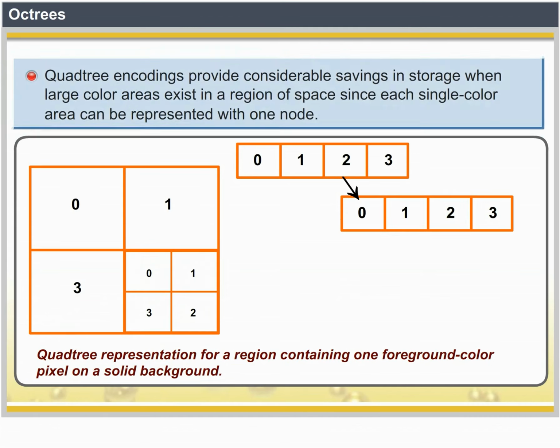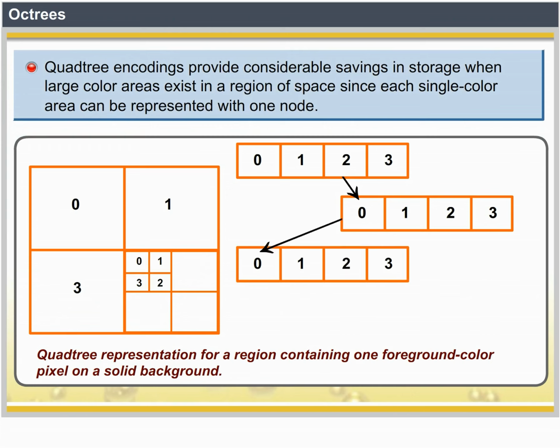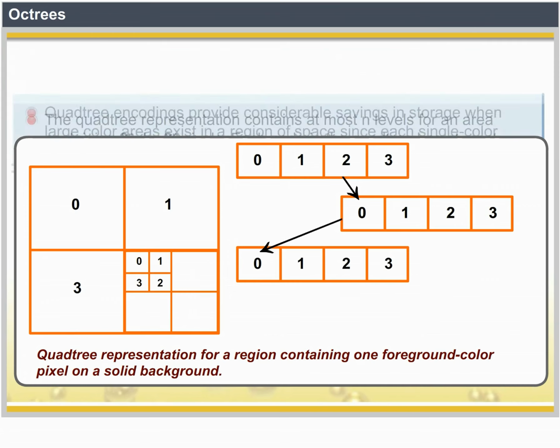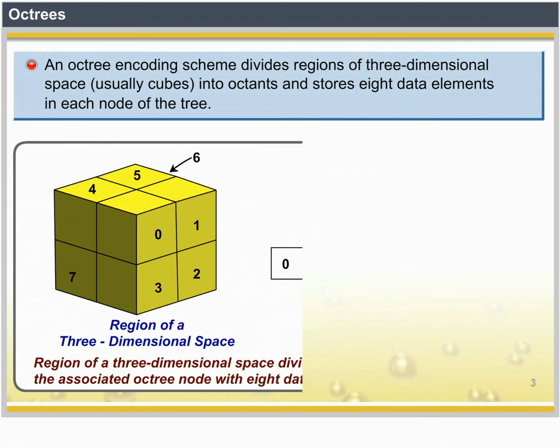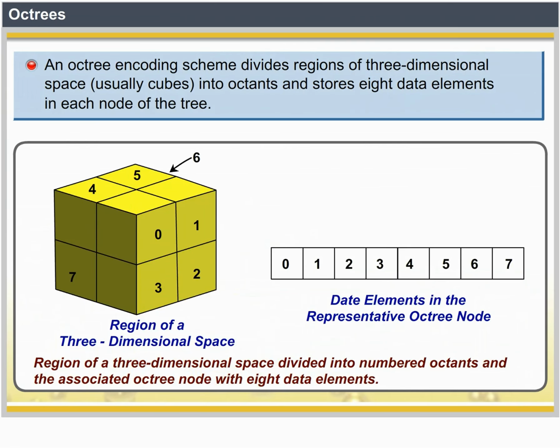Quad tree encodings provide considerable savings in storage when large color areas exist in a region of space, since each single color area can be represented with one node. For an area containing 2^n by 2^n pixels, a quad tree representation contains at most n levels. Each node in the quad tree has at most 4 immediate descendants. An octree encoding scheme divides regions of three-dimensional space, usually cubes, into octants and stores 8 data elements in each node of the tree.